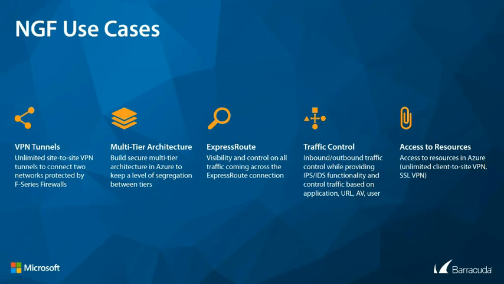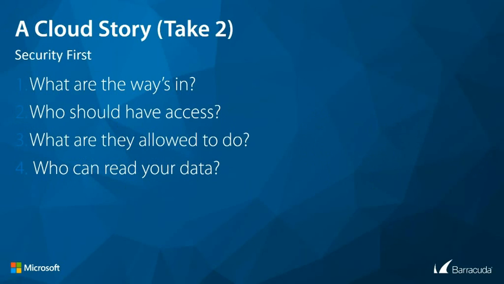So now we're taking a quick look at the 2 technologies involved in securing your network. Let's have another go at building our cloud environment. So let's start with a plan. When we build our cloud environment, what are going to be the ways into that environment? Who should be able to access it? And what should they be able to do once they're in there? And what data is available for them to read? Who should be able to have that? We need to start asking these questions at the beginning before we build things.